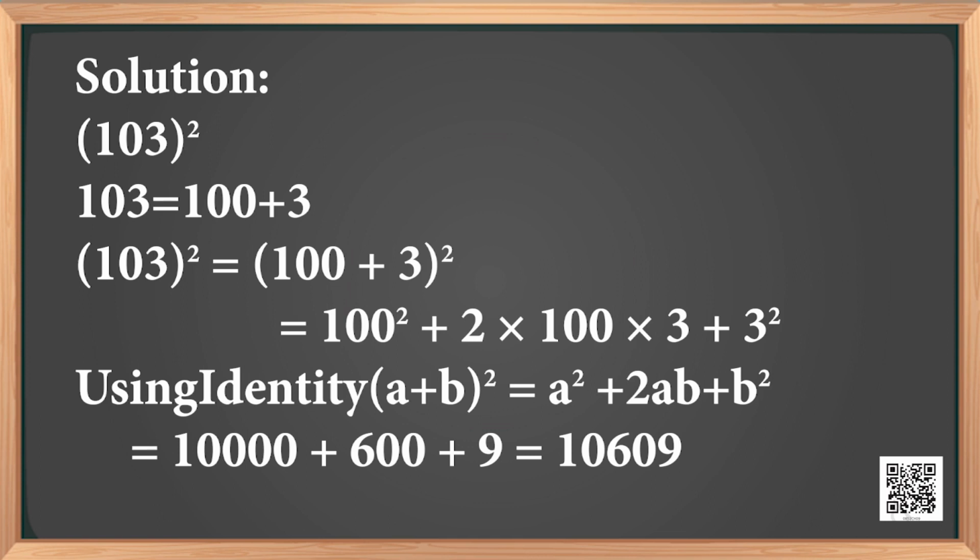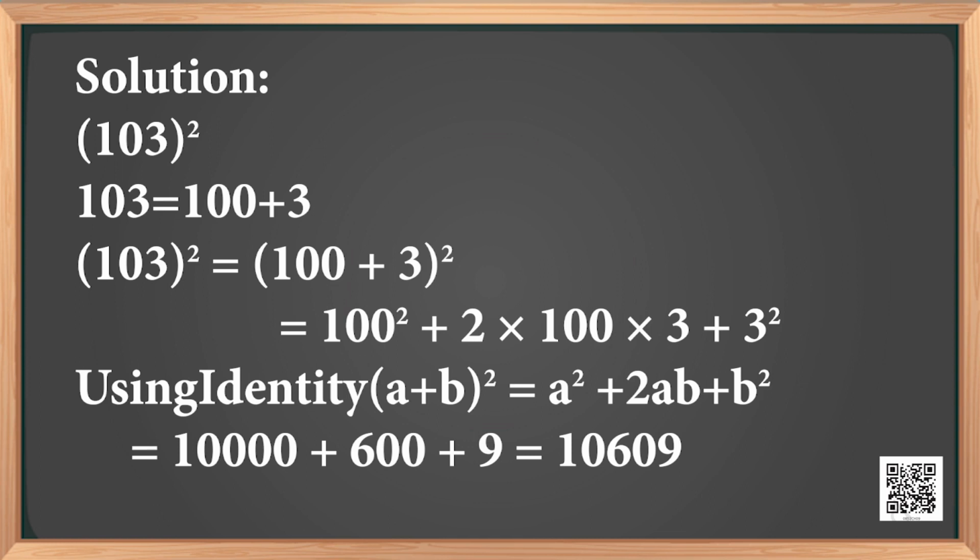103² is equal to (100 + 3)², that is equal to 100² + 2 × 100 × 3 + 3². Using the identity (a + b)² = a² + 2ab + b², 103² is equal to 10,000 + 600 + 9, which is equal to 10,609.